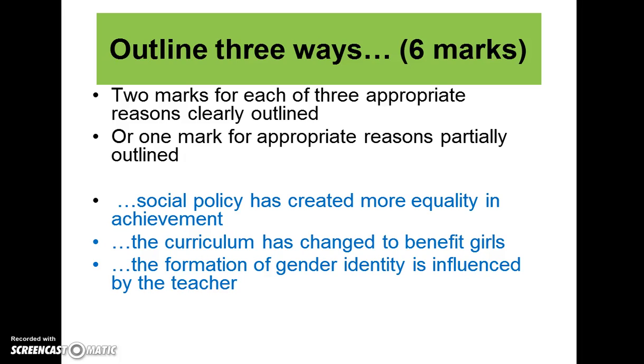So you may outline 3 ways social policy has created more equality in achievement. Outline 3 ways the curriculum has changed to benefit girls. Outline 3 ways the formation of gender identity is influenced by the teacher.